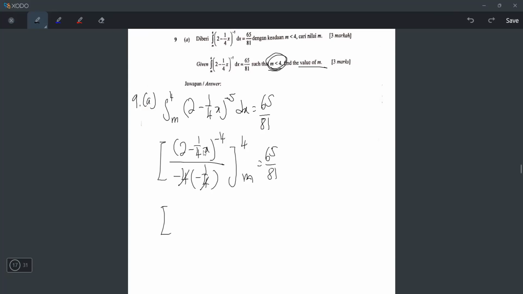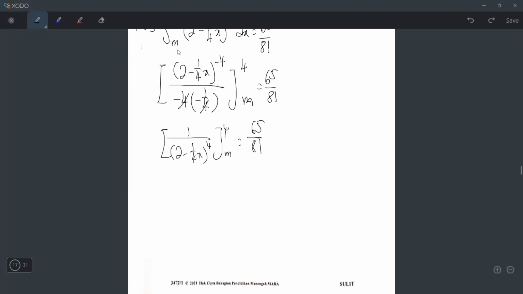And the top part is 2 minus 1 over 4x power negative 4. Just put it down. So 2 minus 1 over 4x. The power will become positive. And then 4m equals to 65 over 81. Right? And now only you substitute the 4 and the m. Right? So you get something minus something equals to 65 over 81.